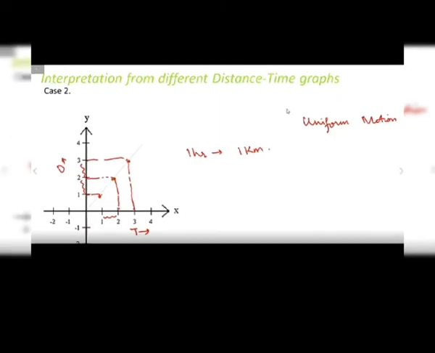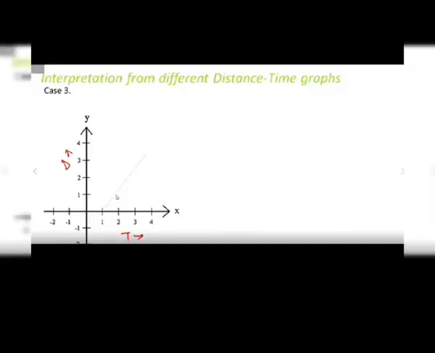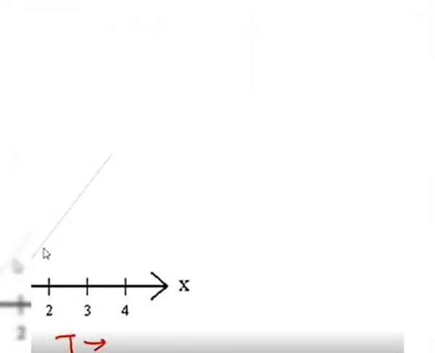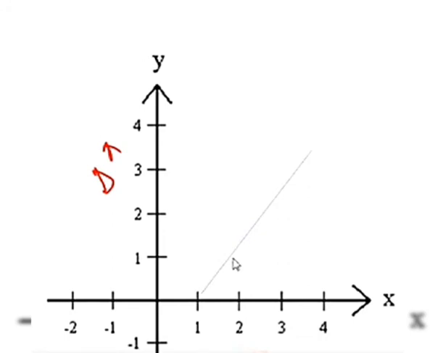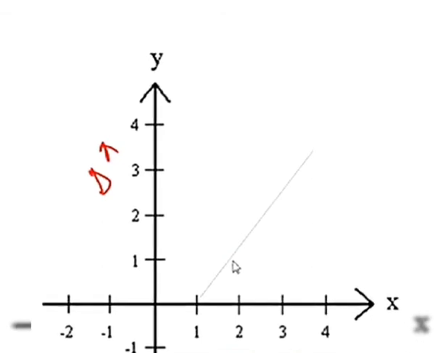Now let's look at the third scenario. Here we have a graph like this. Look at this graph. Here also the distance increases with increase in time. Here you can see time is 2 hours, distance is 1 kilometer. Time is 3 hours, distance covered is 2 kilometers, and so on. Here also distance is increasing with time. What does this show? This is showing a uniform motion because distance increases with time. But this line starts from 1, not from the origin.